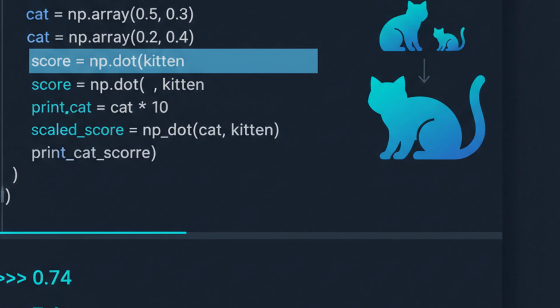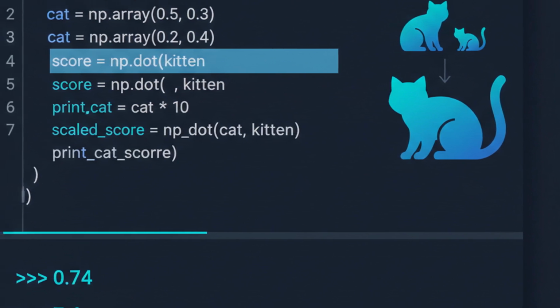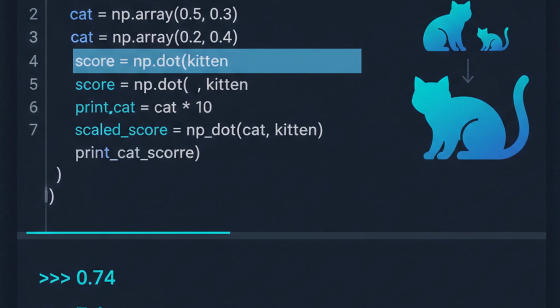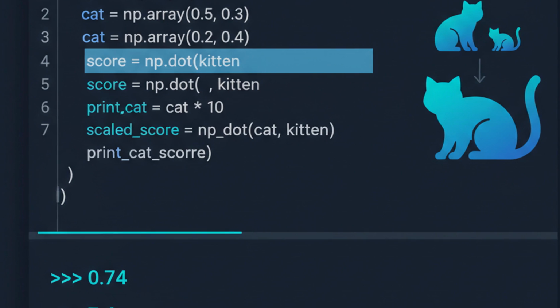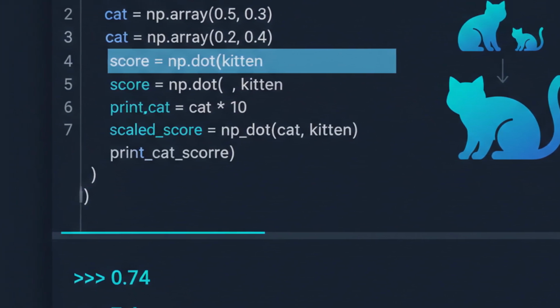In NumPy, the dot product is a single function call. Watch what happens when I scale the cat vector up by 10. Same direction, longer length. The dot product jumps even though the meaning hasn't changed at all. That's the magnitude sensitivity in action. For raw embeddings whose lengths carry no meaning, this can mislead you.